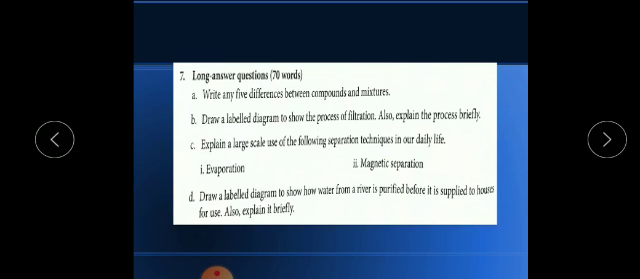Now D part is, they are saying draw a labelled diagram to show how water from a river is purified and supplied to the houses. I have explained this in my video, page number 35, it is given and written also, the water purification system. I told you 3 processes: sedimentation, or decantation you can say, filtration and chlorination. Through these 3 processes water can be easily purified from the river, and then the government organizations can easily supply it to us.